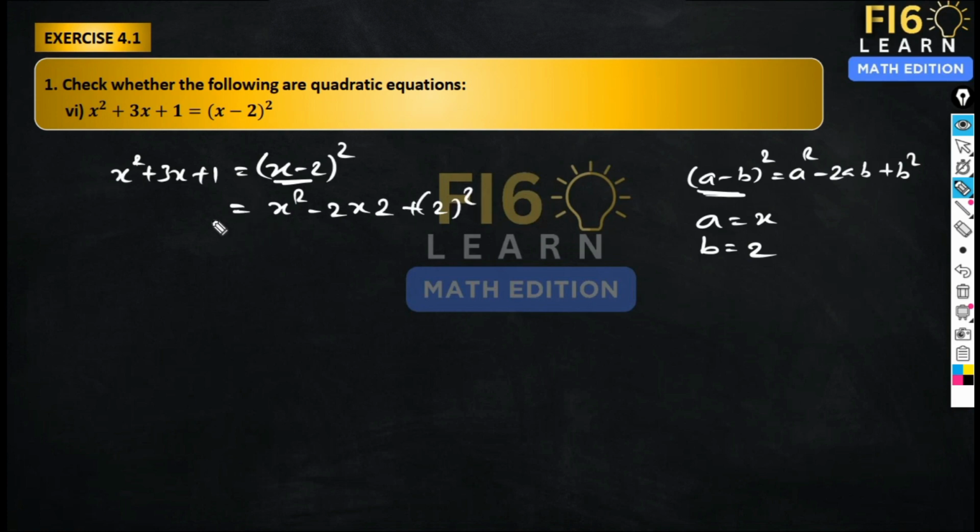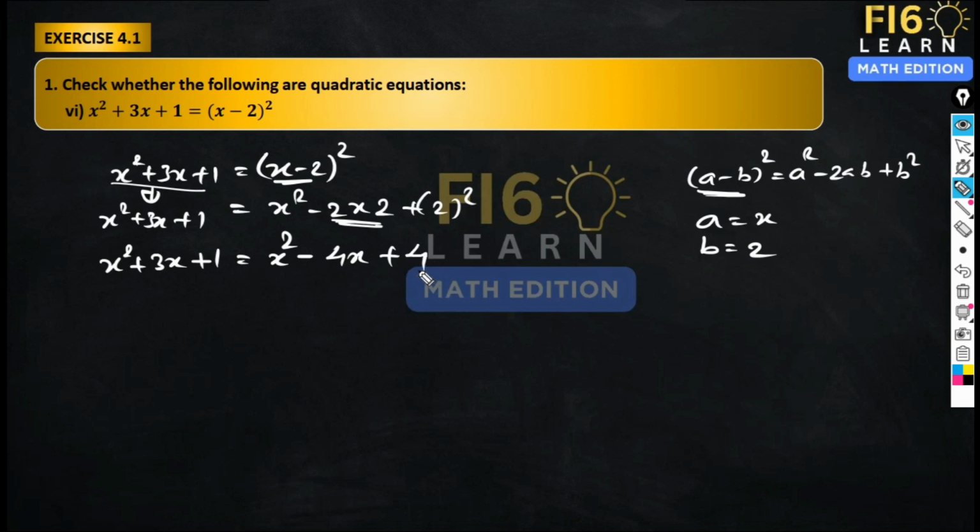On the left hand side, these three terms stay as they are, no change in it, 3x plus 1. Now we can further simplify this. Just keep the left hand side as it is, x square plus 3x plus 1 is equal to, here the x square stays as it is, and 2 into x into 2 will become 4x, and 2 square is 4. Now you can take these three terms to the left side. So you will get x square plus 3x plus 1, their signs will get changed, so minus x square and plus 4x, and minus 4 is equal to 0.